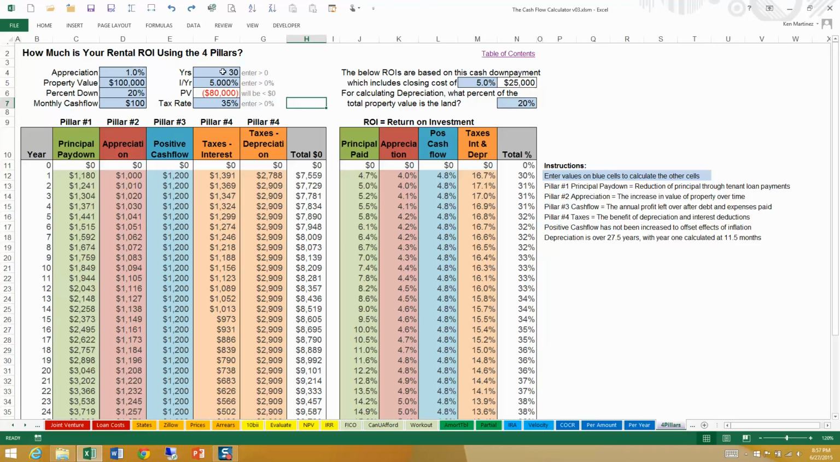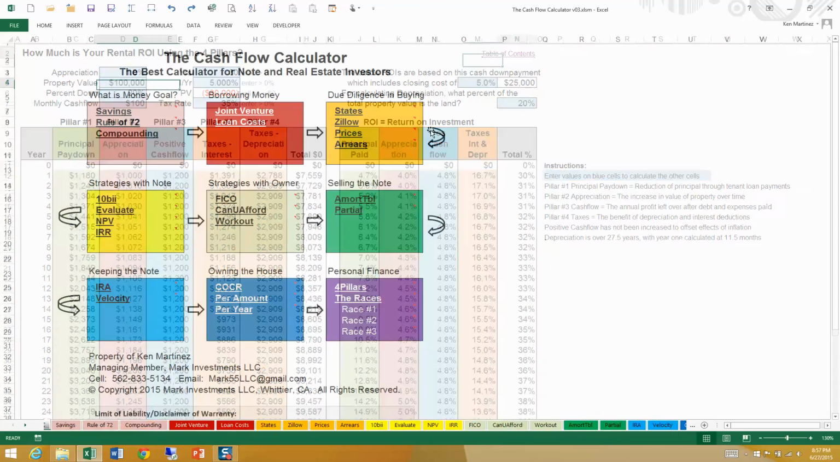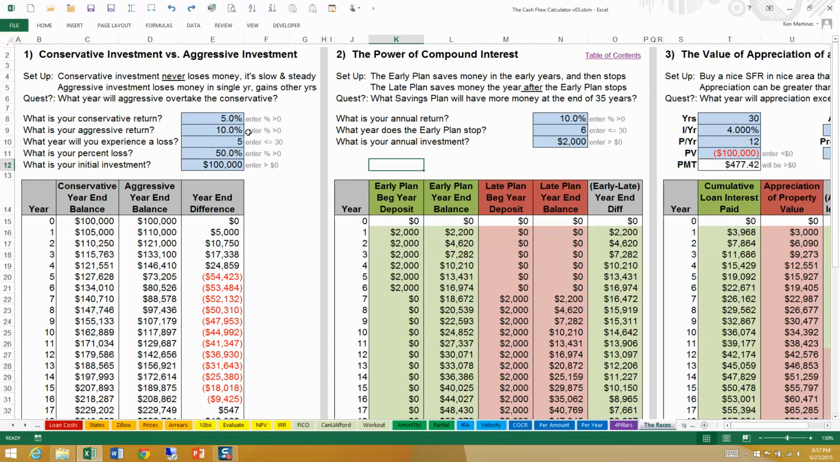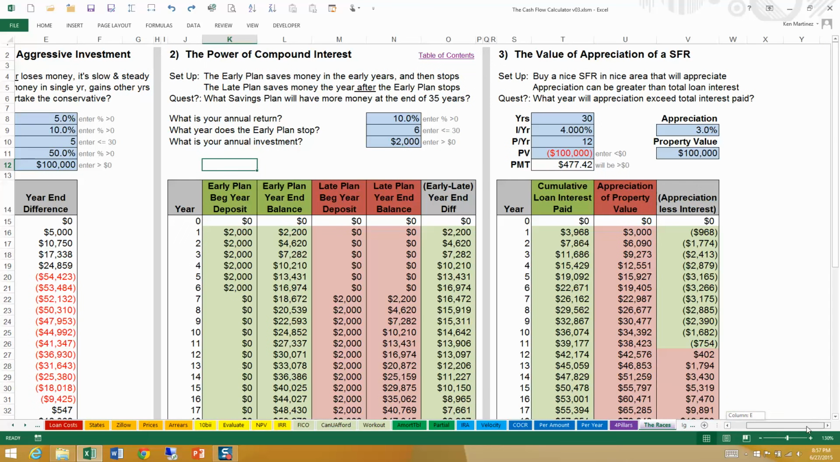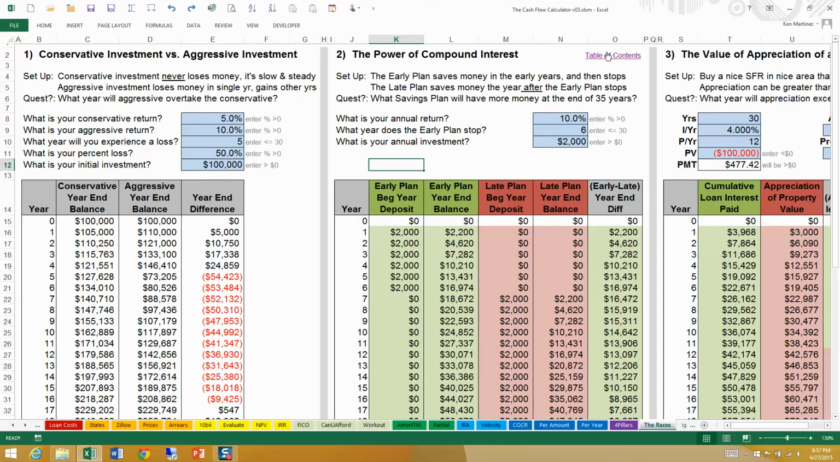The other thing is the 4 pillars of real estate: principal pay down, appreciation, positive cash flow, and tax benefits on your interest and depreciation. All of this is calculated for you. The last tab is really a couple of fun scenarios on races, like who wins out if you invest conservatively or aggressively, the power of compound interest starting early versus starting late, and over here, when does depreciation on your property overtake the interest paid? That would be a benefit for you as a homeowner.